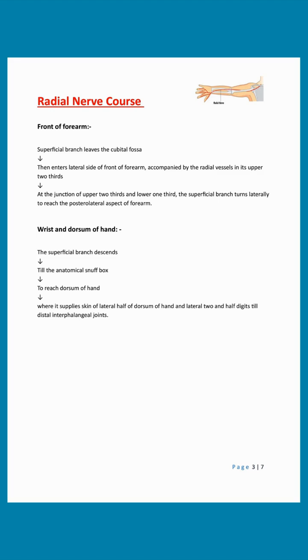The superficial branch descends till the anatomical snuff box to reach dorsum of hand, where it supplies skin of lateral half of dorsum of hand and lateral 2½ digits till distal interphalangeal joints.